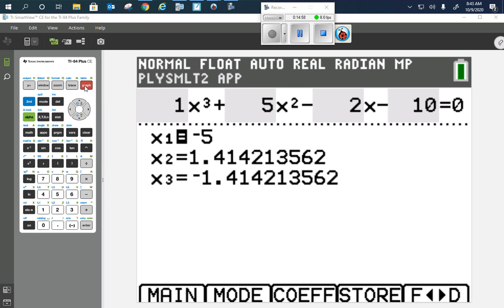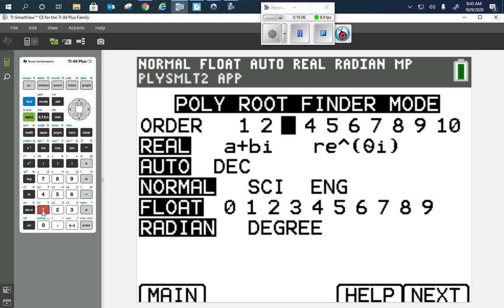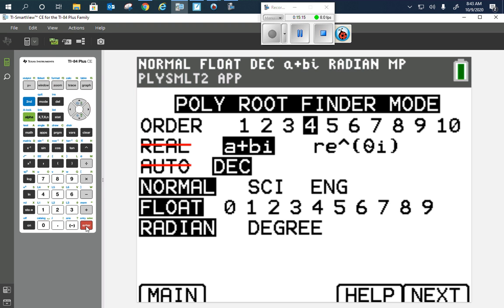Let's do number 6 together. Let's go back to our main screen and do poly. Number 6 is what order? 4. Okay, move over to 4 and highlight it. Notice it automatically changes us to A plus Bi in decimals.